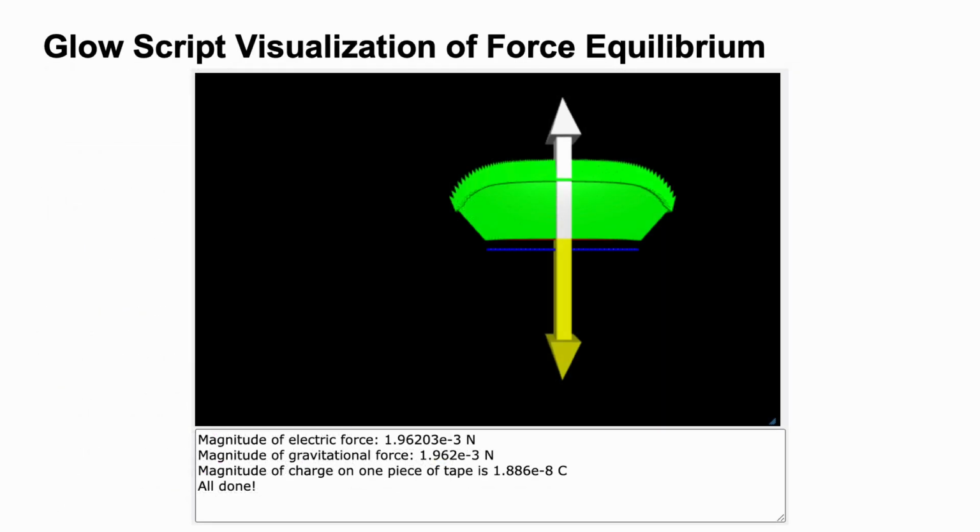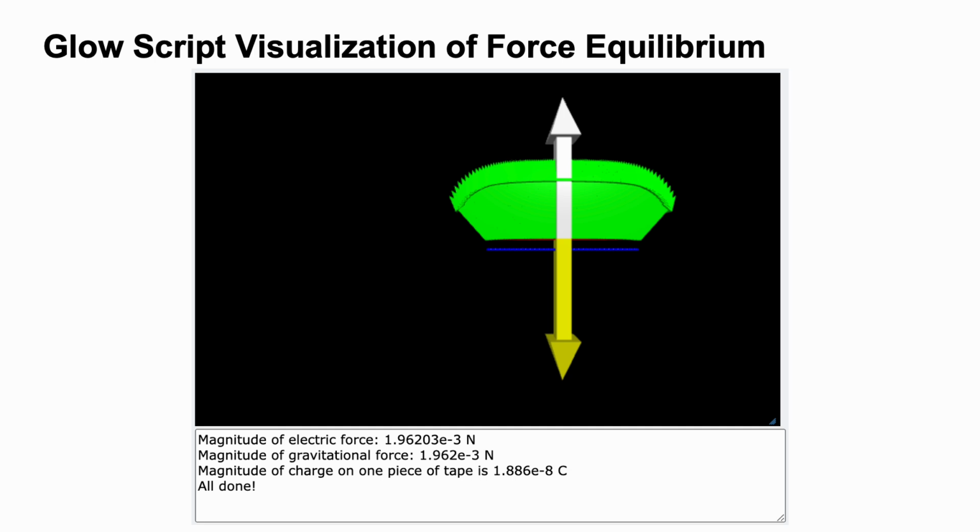And here is a visualization of the force equilibrium from the GlowScript code we just discussed. The white line is the electrostatic repulsion force from the lower tape, which is represented as the blue line below here, if you can see it. The yellow arrow is the gravitational force acting on the upper tape, and the green arrows here represent the electric field from the lower tape acting on the upper tape, which is the red tape right at the base of the electric field lines.